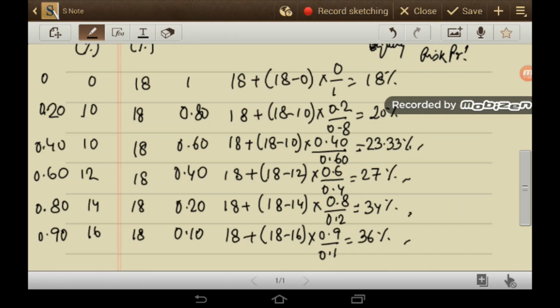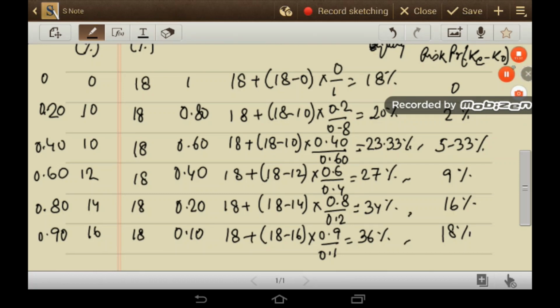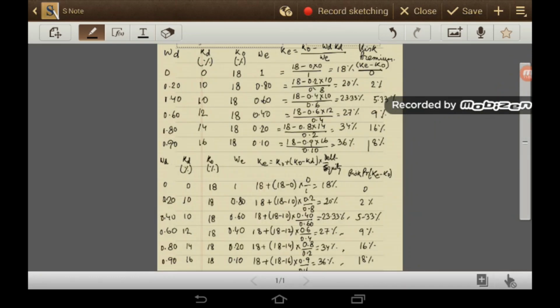And the risk premium, what will be the risk premium? The difference between KE minus KO. So in the first case this will be 0, then 2%, then 5.33%, 9%, 16% and 18%. You will have the same answer. So either this way or the previous one. Both the methods you can see in one screen. So you will have the same answer.